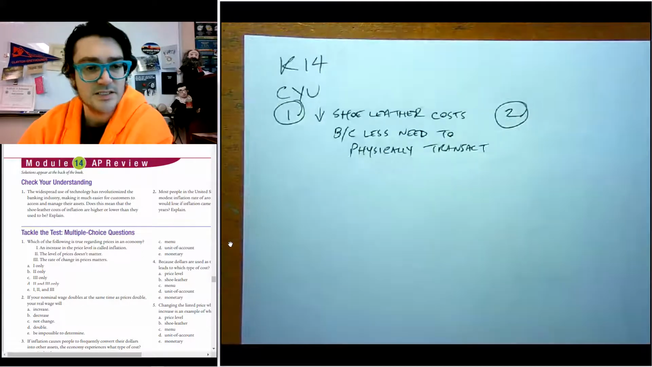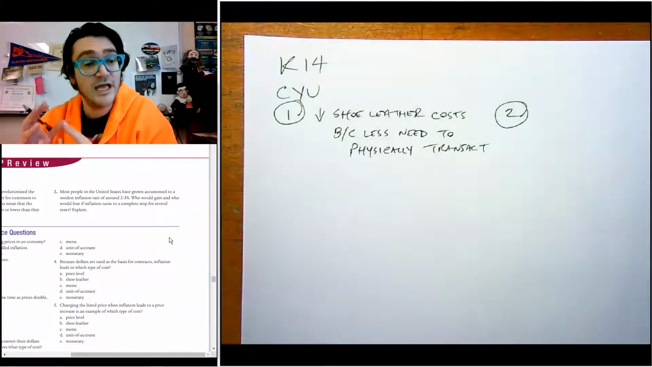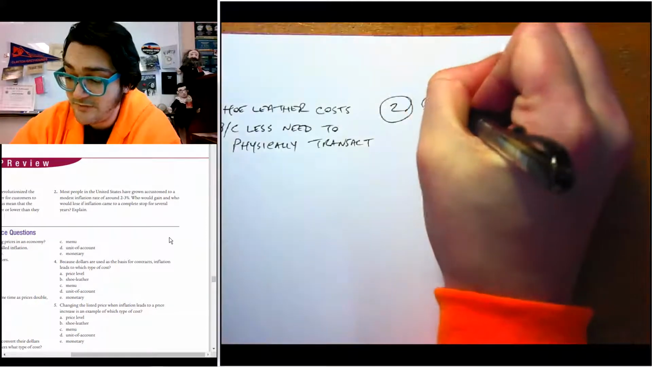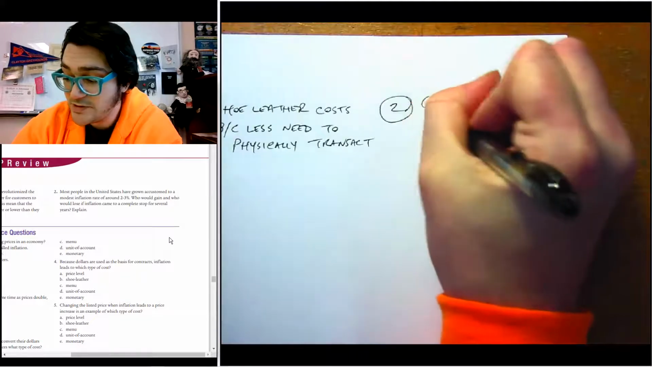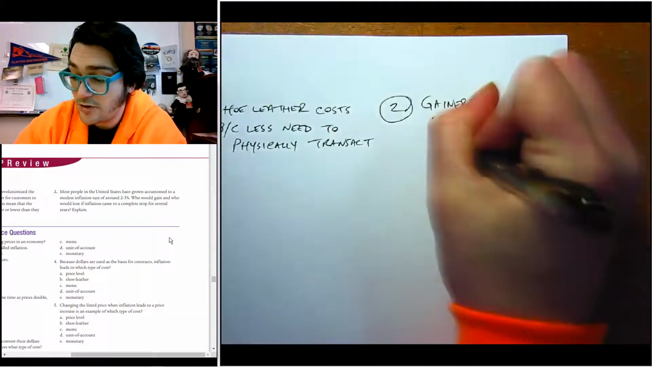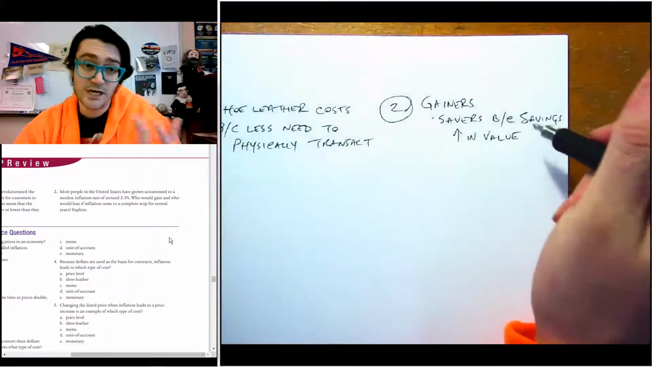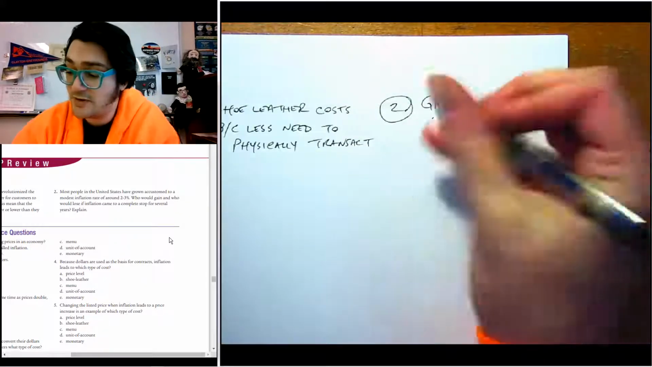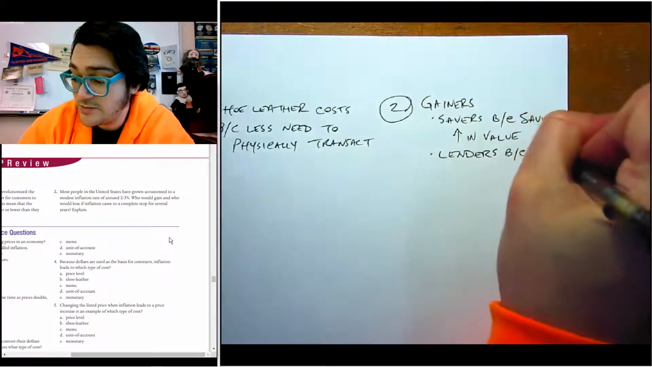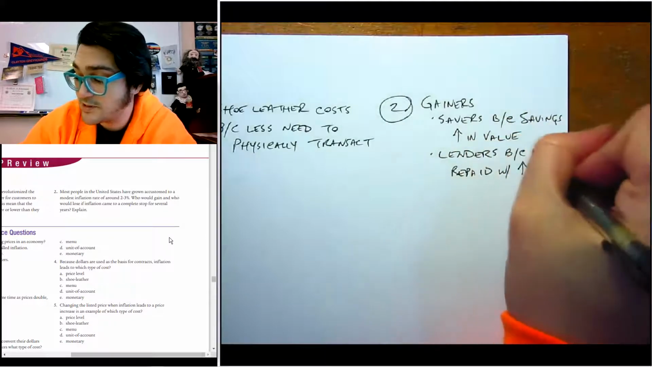Number two says most people in the United States have grown accustomed to a modest inflation rate of 2 to 3%. Who would gain, who would lose if inflation stopped for several years? Explain. So for the gainers, we would have savers, because inflation is not eroding the value of their savings. And lenders gain as well because their loans get repaid with dollars that are worth more.